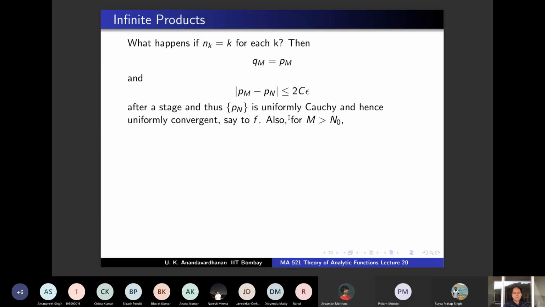If you choose any m bigger than n naught, then Pm minus Pn naught is less than or equal to twice mod Pn naught epsilon. This is exactly what we have done. So I'm going to conclude about zeros, right? What was the other assertion? We wanted to say that it vanishes if and only if one of the terms vanishes. So if you just take m bigger than this, then Pm minus Pn naught is less than or equal to twice mod Pn naught epsilon.